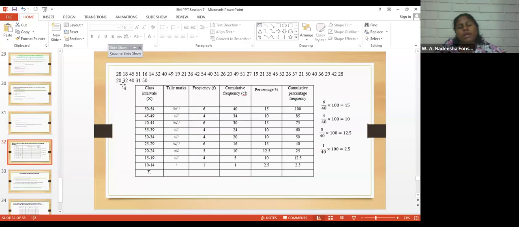So then, as we discussed, the lowest class interval is 10 to 14, then 15 to 19, 20 to 24, 25 to 29, and the last one is 50 to 54. By analyzing this data and putting tally marks, we can have tally marks like this. And according to the tally marks, the frequency is this.